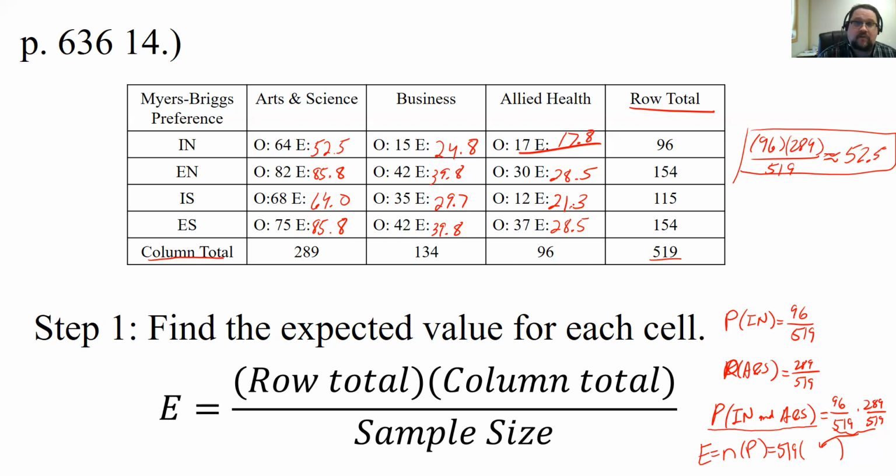All right. So now that we have what we are observing, what they actually got when they did the study, and we have what we would expect to get if these were independent, now we're going to do our testing. And just a reminder, what are we testing? We're testing that the variables are independent.